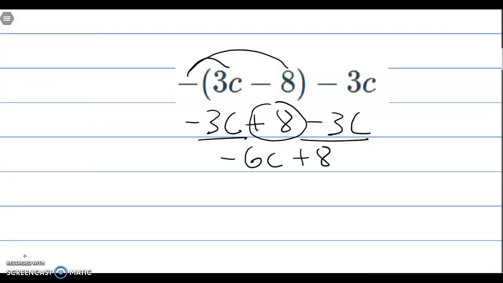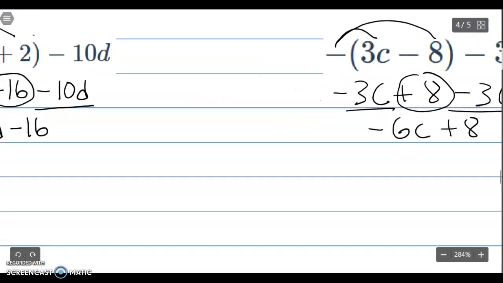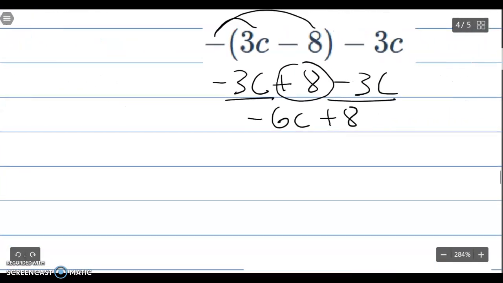All right, so I distribute the negative. Okay, got negative 3c, positive 8. Then I brought down the negative 3c, found my like terms, negative 3c and negative 3c. Combine those, same sign, find the sum. So 3 plus 3 is 6. And then leave it negative because they're both negative. And that's pretty much it.